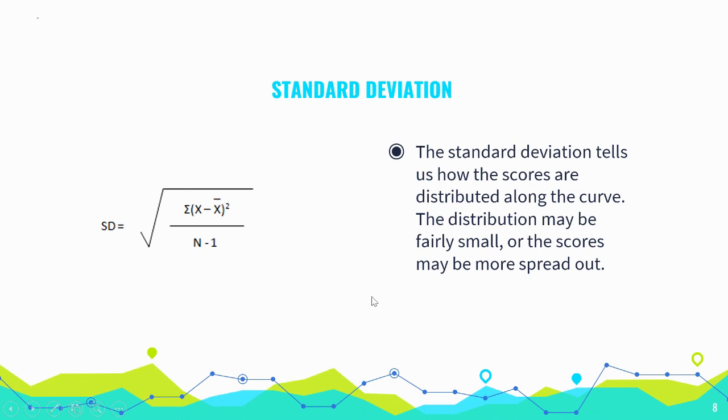And the standard deviation tells us how the scores are distributed along the curve. The distribution may be fairly small, or the scores may be much more spread out. This is useful for class information, because if it's a very small standard deviation, then our students are fairly homogeneous on whatever it is we're testing. If the scores are spread out, then the class is much more heterogeneous.